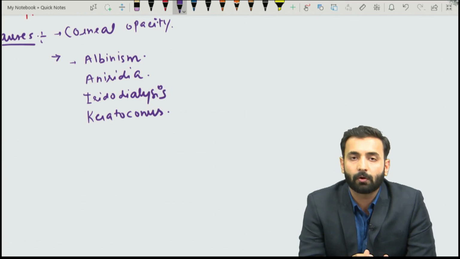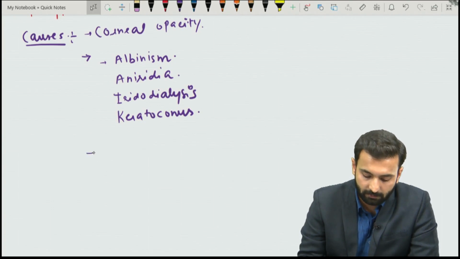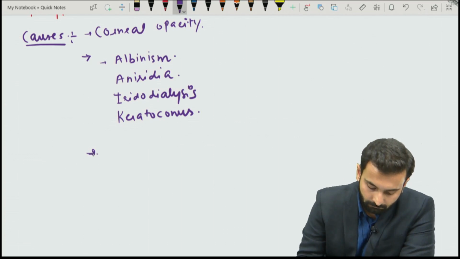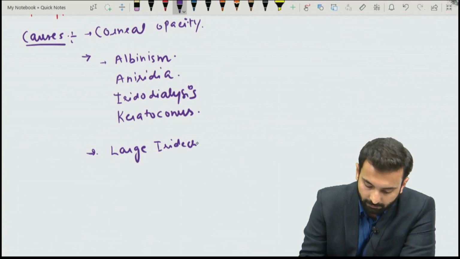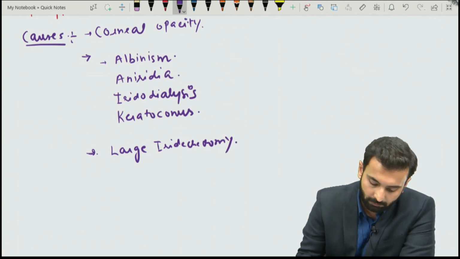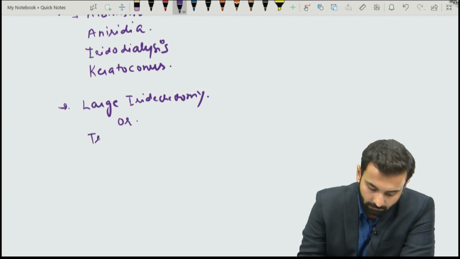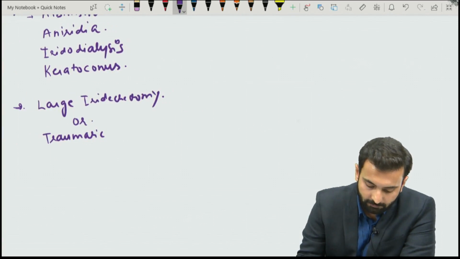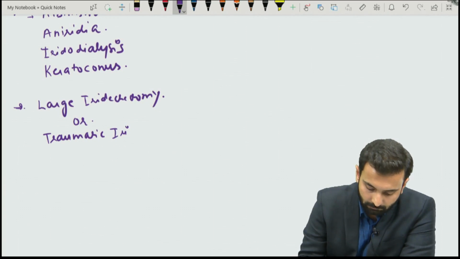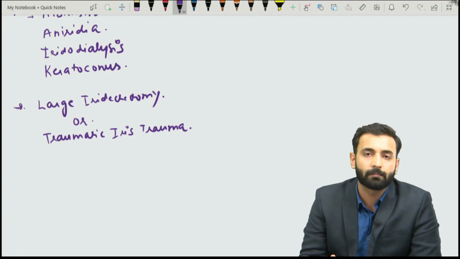There are also some conditions in which the patient has symptomatic glare. To get rid of this symptomatic glare problem, we do corneal tattooing, right? These conditions are seen in large iridectomies, or there can be traumatic iris trauma, right? So these are the conditions in which we perform corneal tattooing.